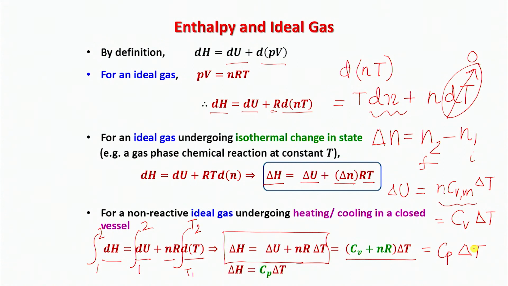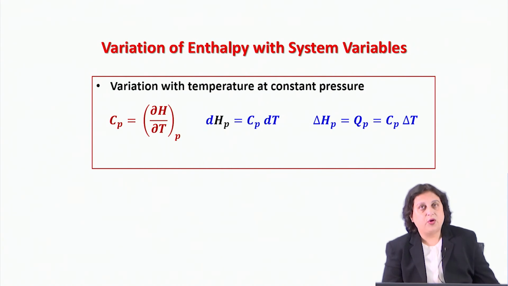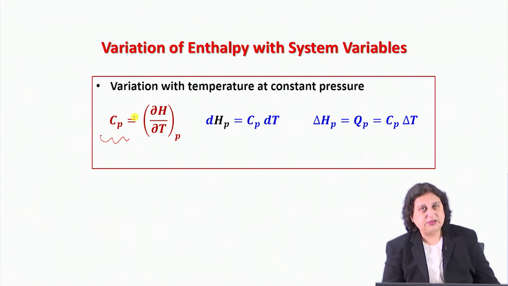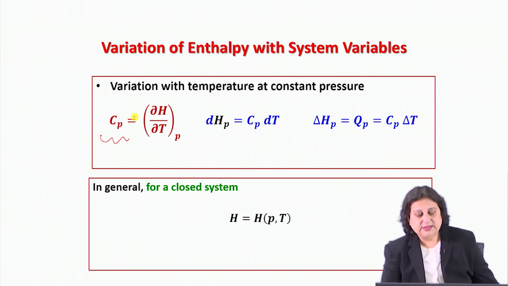So delta H is Cp into delta T for an ideal gas. Now let us look into further variation of enthalpy with system variables. We have already talked about how enthalpy varies with temperature at constant pressure and how this variation is quantified in terms of the specific heat at constant pressure. The next one that I highlight over here: for a closed system in general, I can write enthalpy as a function of temperature and pressure.